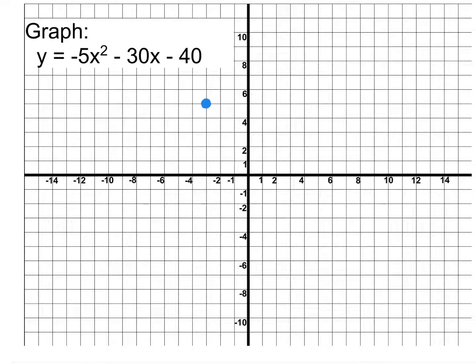And then from there, are we going to be going up or down? Down. Yep. And the reason why we know we're going down is because there's a negative in front of the x squared. And also in front of the x squared, that's our vertical stretch. This one has a vertical stretch by a factor of 5. So instead of going over 1 and down 1 from our first point, we're going to go over 1 and down 5. So that's where our next point goes. Over 1, down 5, and go ahead and do that on both sides.